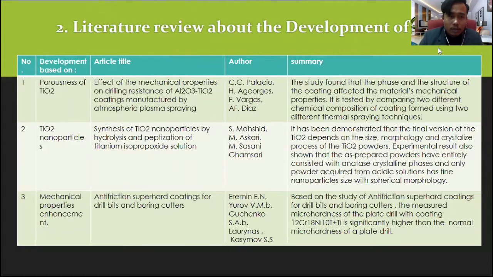Second, titanium dioxide nanoparticles by S. Mashed. He said that it has been demonstrated that the final version of the titanium dioxide powders depends on the size, morphology, and also crystallization process of the titanium dioxide powders. And lastly, mechanical properties enhancement by Aramin E.N. They stated that based on the study of their anti-friction super hard coatings for drill bits and boring cutters, the measured micro hardness of the plate drill with coating is significantly higher than the normal micro hardness of a plate drill.